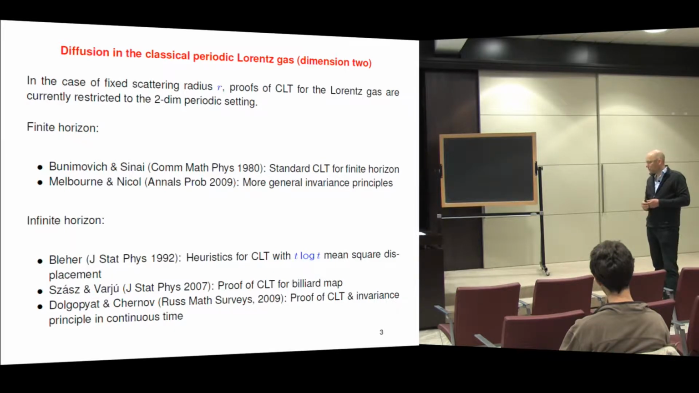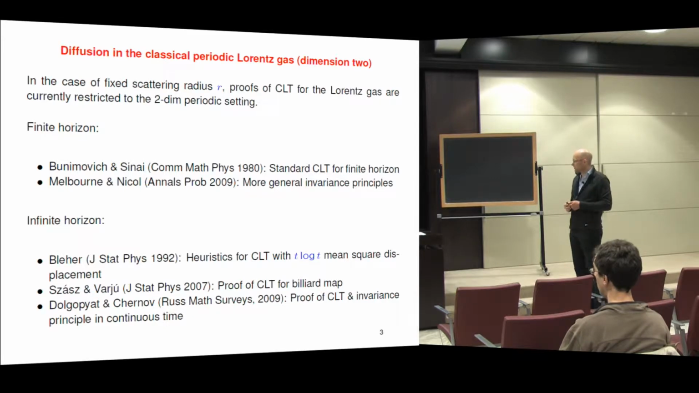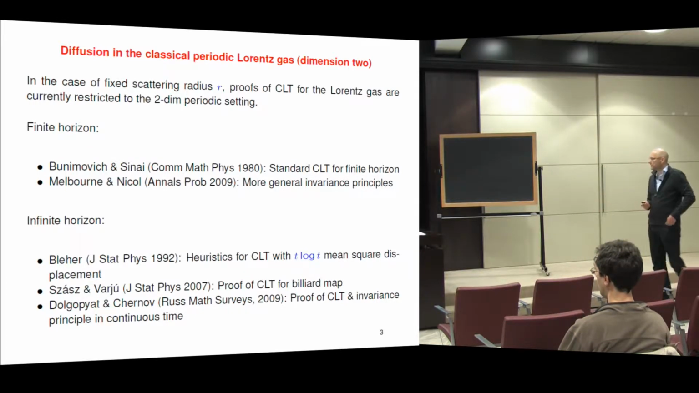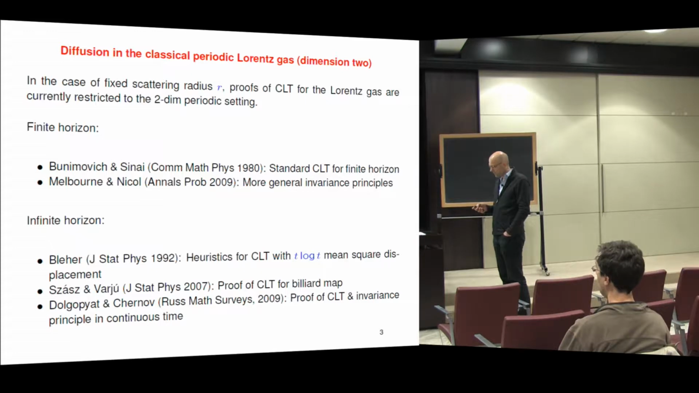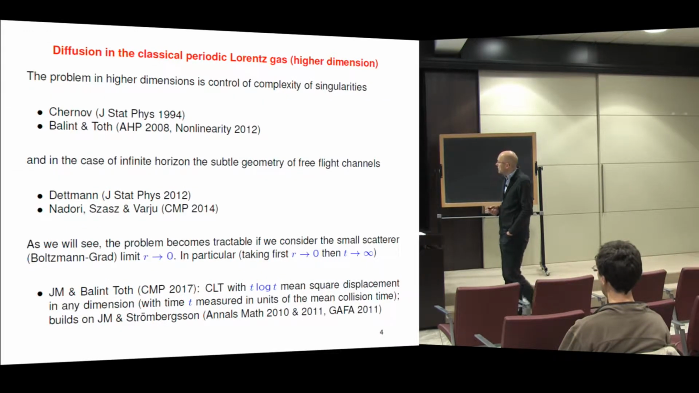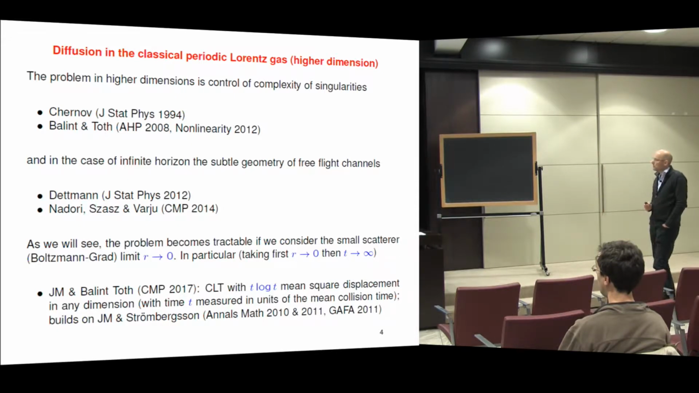This was eventually proved by Szász and Varjú in 2007, who established this for the billiard map, and by Dolgopyat and Chernov a couple of years later, who proved the CLT for the flow, and also functional central limit theorems. So that's the situation in dimension 2. In higher dimensions, we know much less. So even in 3 dimensions, we currently don't have a central limit theorem.